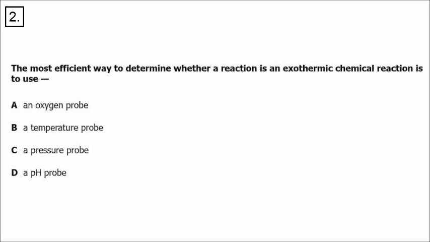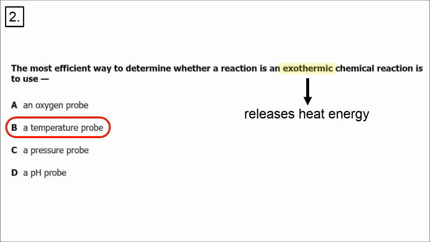Number 2, the most efficient way to determine whether a reaction is an exothermic chemical reaction is to use? Well, the word exothermic means releases heat energy, so the most efficient way is to use a temperature probe. The correct answer is B.